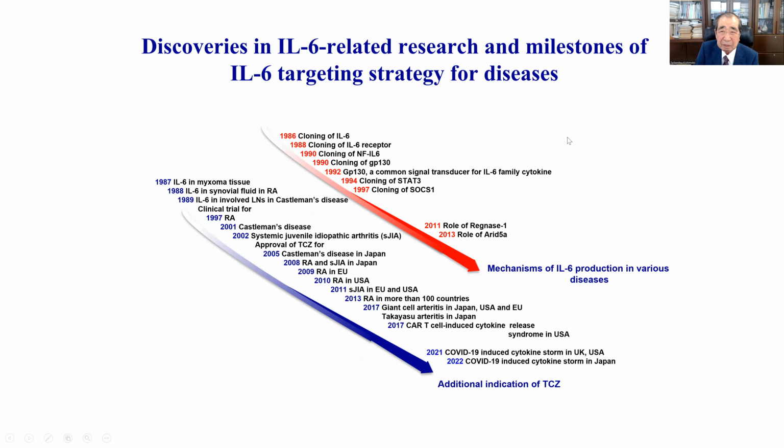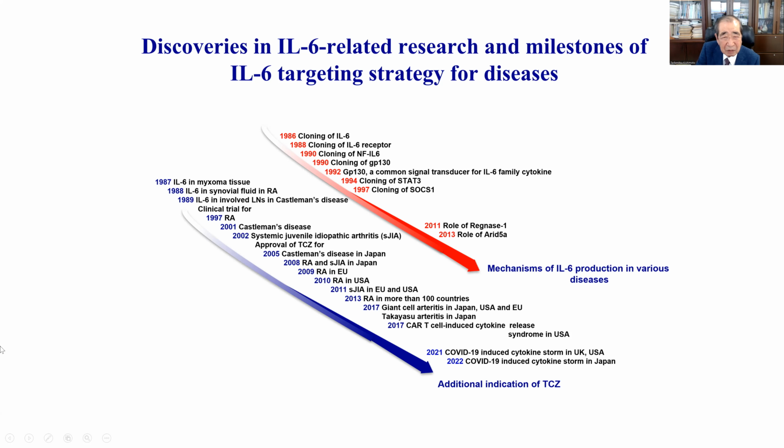So finally, this is a summary of our milestones of the basic as well as clinical studies of IL-6. In 1986, IL-6 was cloned, followed by the cloning of IL-6 receptor, NF-IL-6, GP130, and STAT3, the negative regulator suppressor of cytokine signaling, the role of Regnase and ARID5A, and the mechanism of IL-6 production in various diseases.